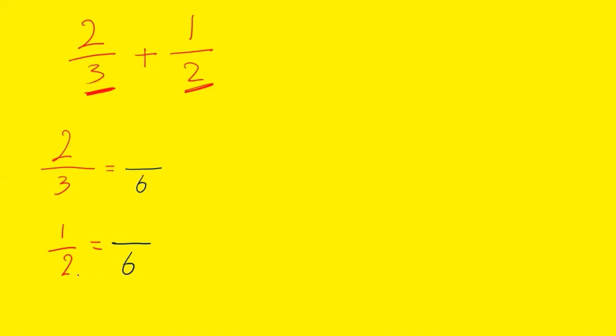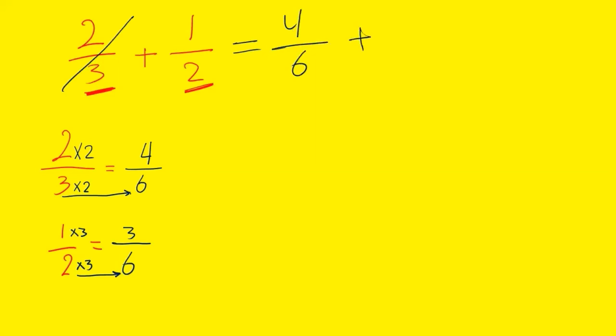What can I do to make this 3 equal 6? I will multiply here by 2, up and down. 2 by 2 equals 4. So this one will change to 4 over 6. And what makes this 2 be 6? It will be multiplied by 3. When you multiply down by 3, you have to multiply up also by 3. 1 by 3 equals 3. So this one will change to 3 over 6.